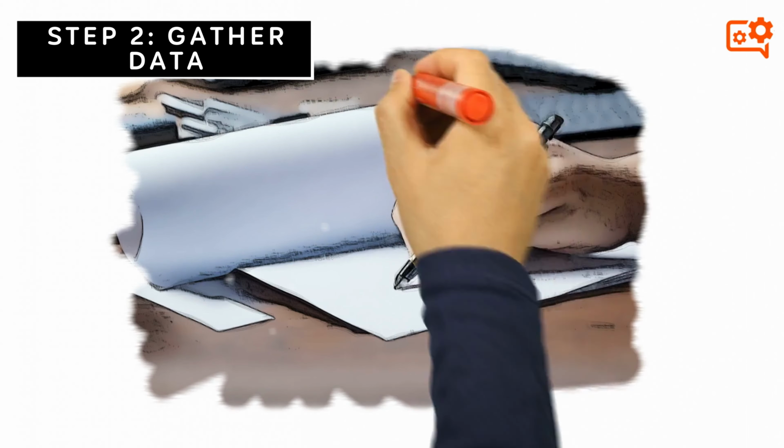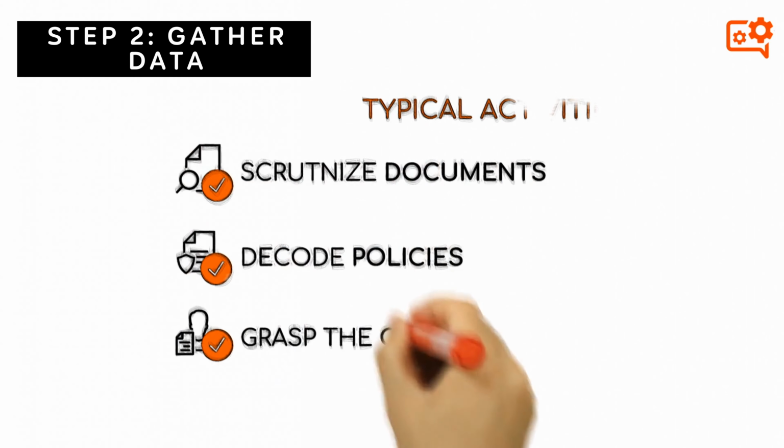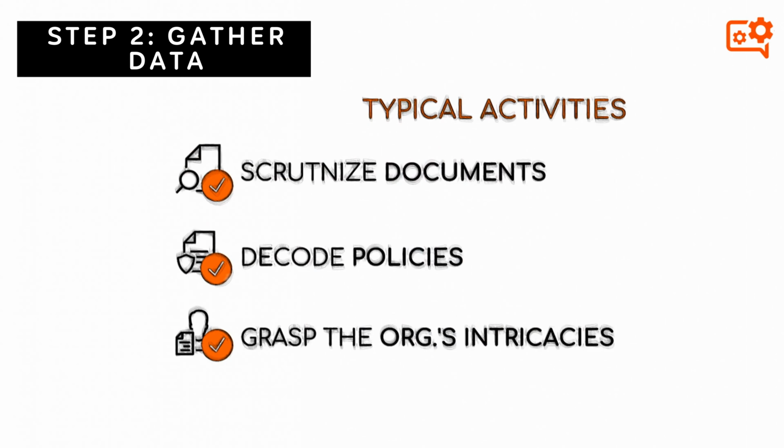Step 2. Gather data. This phase involves delving into theoretical exploration and documenting insights through note-taking. Typical activities: scrutinize documents, decode policies, and grasp the organization's intricacies. This step establishes the theoretical foundation for informed decision-making.